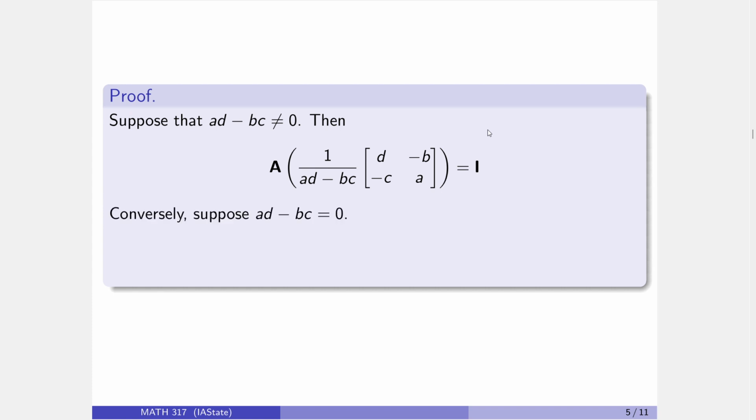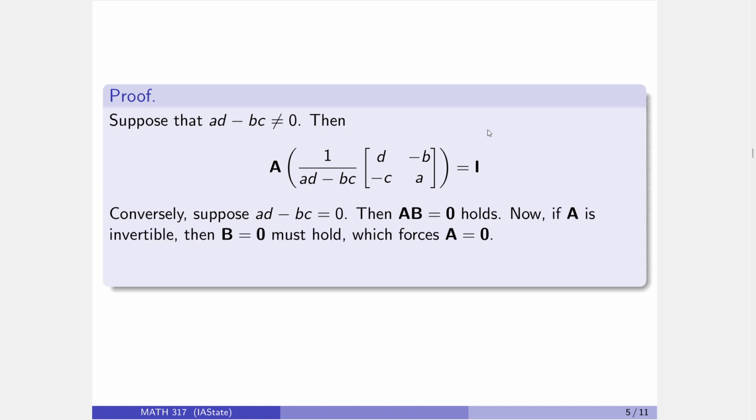Conversely, suppose the magic number is equal to 0. Well, now we'll show that our matrix has to be not invertible. If the magic number is equal to 0, then we know A times B is equal to 0. Now, what does that mean? Well, if A was invertible, then I can multiply both sides by A inverse and then get B is 0. But if B is 0, that means DA, negative B, and negative C are all equal to 0, which forces A to equal 0.